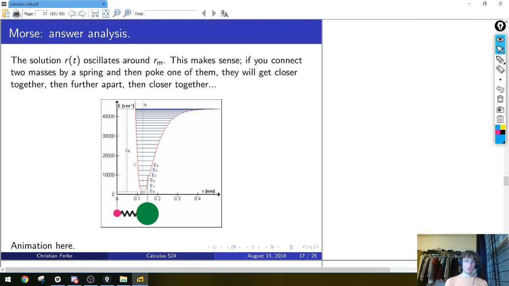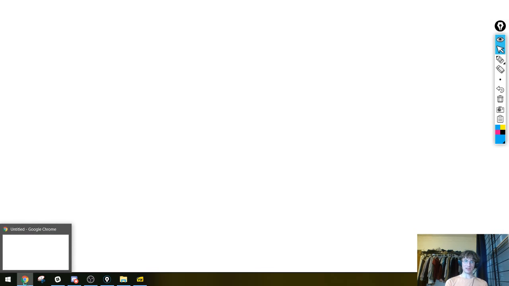I would like to go to the animation. If you think of this as two particles connected by a spring, where this spring simply represents the chemical bonding between them, then you visualize our solution that involves the sine and the cosine as the spring oscillating between a stretched and compressed state.